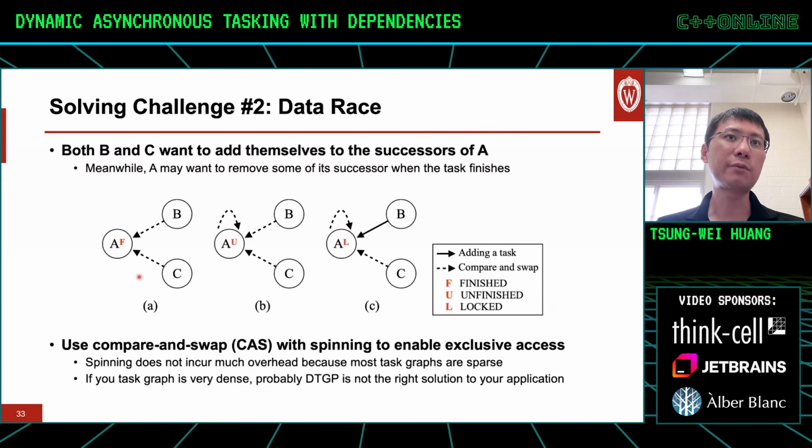And this spinning process, according to our experiment, does not incur too much overhead because most task graphs in the real world are very sparse. And if your task graph is very dense, probably DTGP is not the right solution for your application.